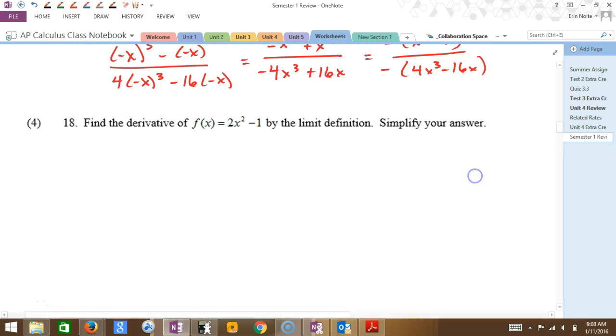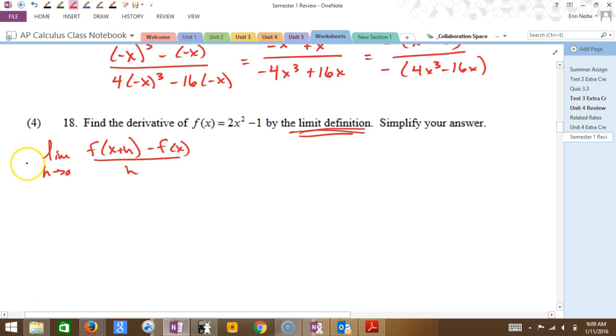Ah, okay, here's one that comes back from the dead. By using the limit definition. You guys remember what the limit definition is? It's limit as h approaches 0. Don't forget that part because that's technically important. You would lose points on a test if you didn't write that. The f of x plus h minus the function of x, all over h.